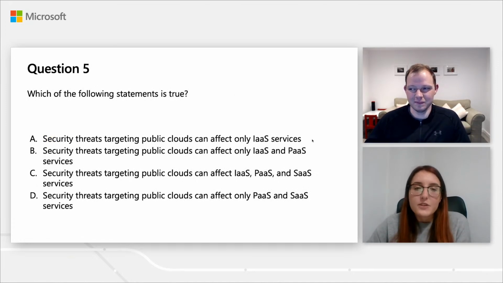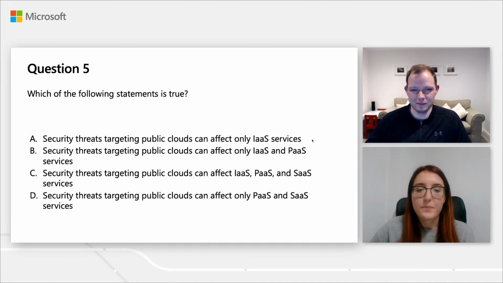Moving on to the next question: which of the following statements is true? A, security threats targeting public clouds can affect only IaaS services. B, security threats targeting public clouds can affect only IaaS and PaaS services. C, security threats targeting public clouds can affect IaaS, PaaS, and SaaS services. And D, security threats targeting public clouds can affect only PaaS and SaaS services.